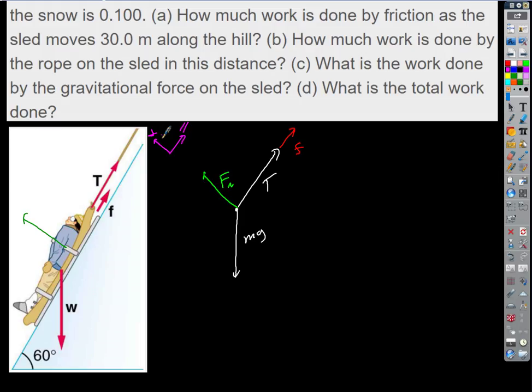And so we'd have to break up the gravity into components, wouldn't we? So we can break this up into a parallel component and a perpendicular component that are at right angles. And this would be a 30-degree angle right there. Would you buy that? Yeah, that's 30 up here. That's 60, so that's 30. Like so.